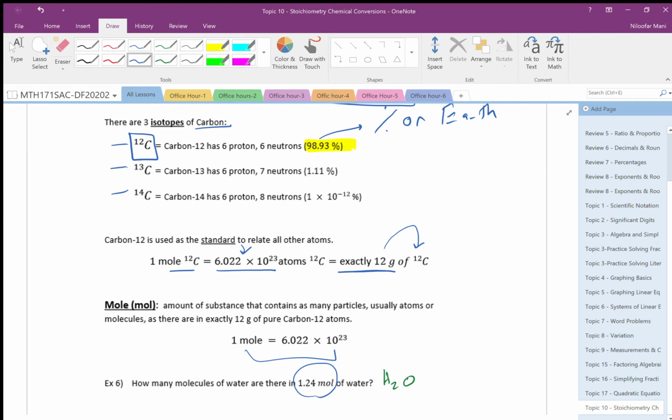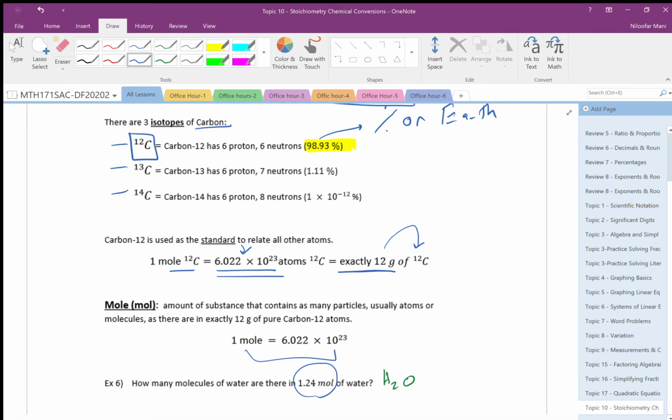Because if I want the mass of one atom, that's very small and you cannot work with that number. So you use carbon 12 because it's everywhere, 98.93%, almost 99% of all the living things on Earth. To make it easier, they used 12 gram and counted how many atoms they have, and they came to this number, and they call this number 6.022 multiplied by 10 power 23 one mole.